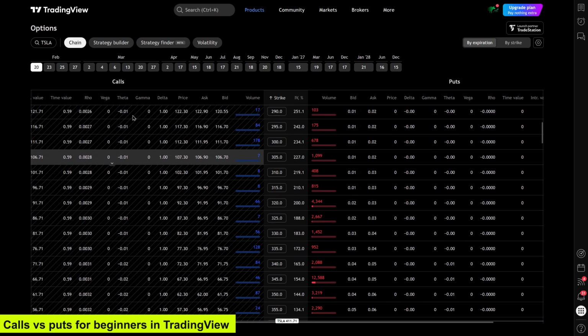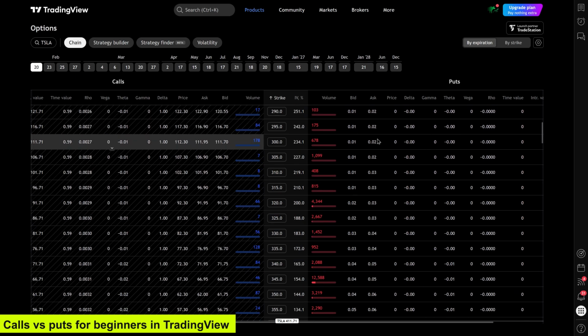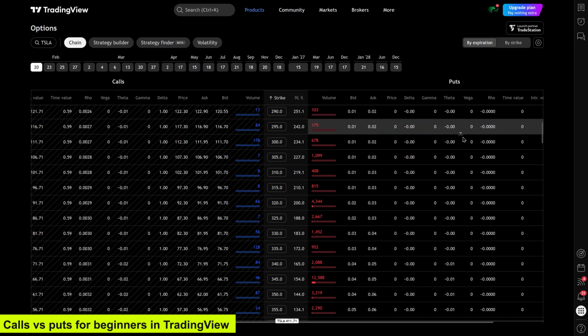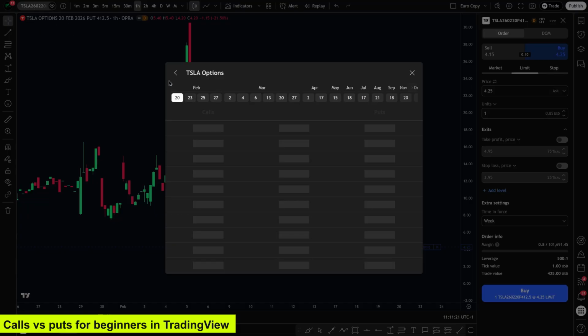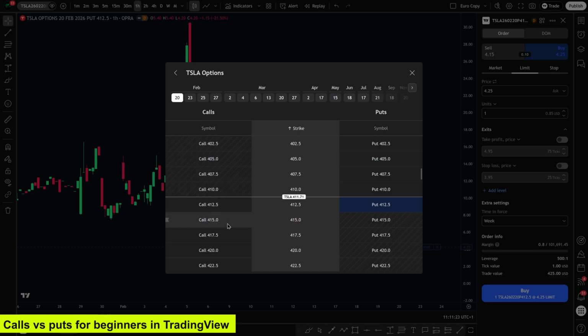You buy call options when you believe price will go higher. You buy put options when you believe price will go lower. It is that simple. Calls are bullish, puts are bearish. For example, if you expect a breakout above a resistance level, you go for call options. If you expect a breakdown below a support level, you go for put options.